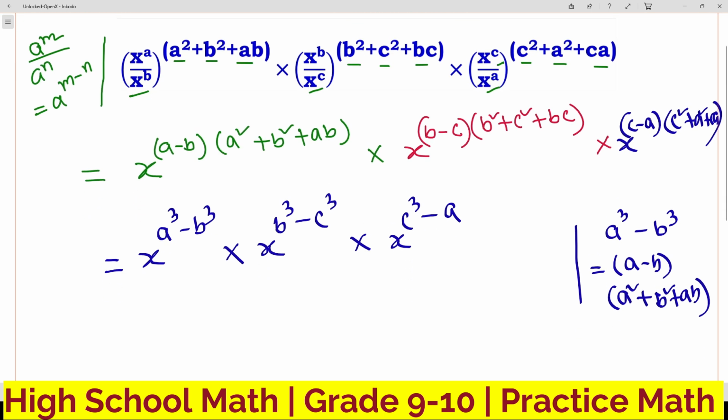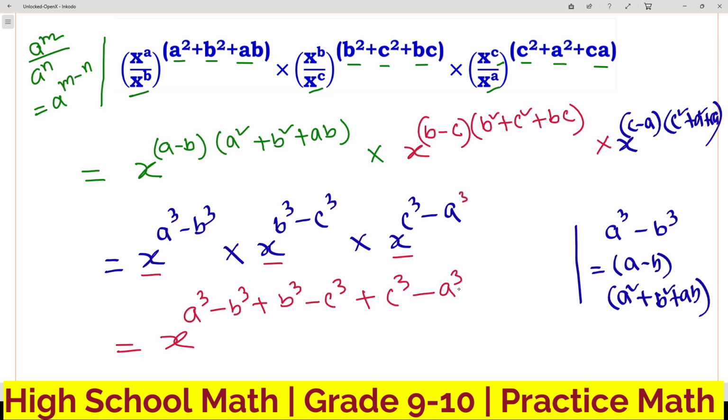Now look, all the bases are the same: x, x, x. So in this case we can write x to the power (a³ − b³) + (b³ − c³) + (c³ − a³). Why? Because we know once bases are the same in product, powers will be added. It means a^m times a^n is a^(m+n).